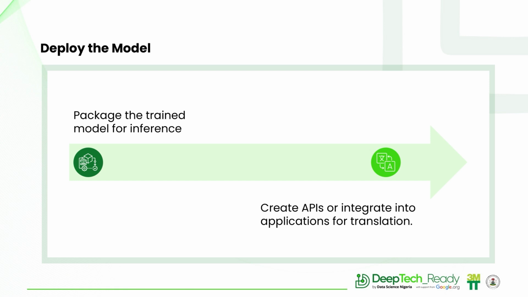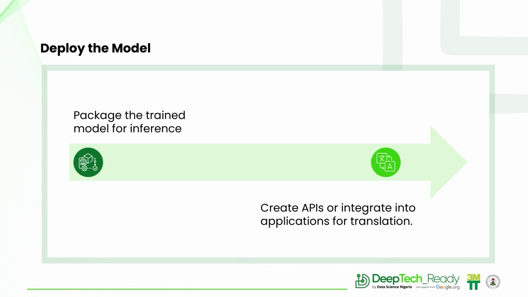APIs allow users to send text to the model and receive translations in return. This could be done through a simple web interface or embedded within a larger application. The key is to ensure that the model can handle incoming requests efficiently and also deliver translations quickly, making it useful for end users.